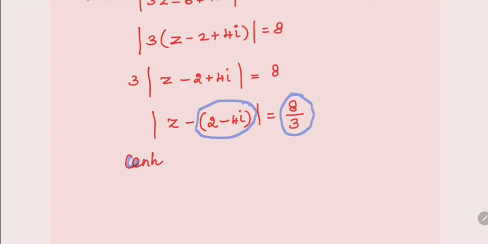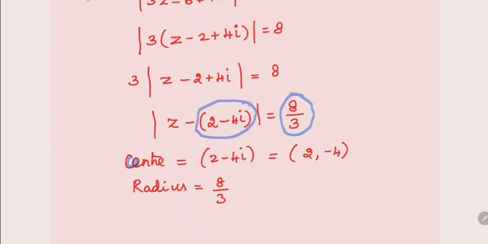The center is 2 minus 4i. You can write it as a point as 2 comma minus 4. And what is the radius? Radius is nothing but 8 by 3. So the fourth problem is over.